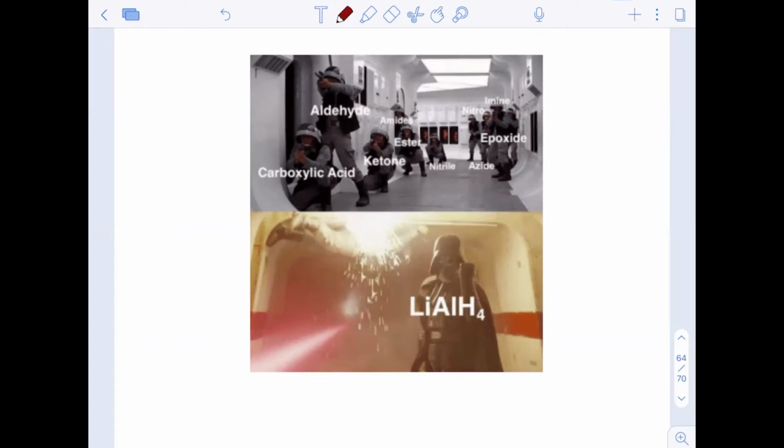So don't forget, no matter what we are looking at in terms of our carbonyl chemistry here, lithium aluminum hydride is very powerful with the force. It is a very strong reducing agent. So it will reduce carboxylic acids, aldehydes, ketones, esters, amides, nitriles. We have not gone into nitros or azides, or we saw epoxides last semester, but this meme just is classic.